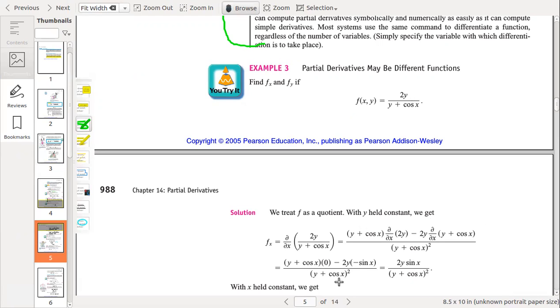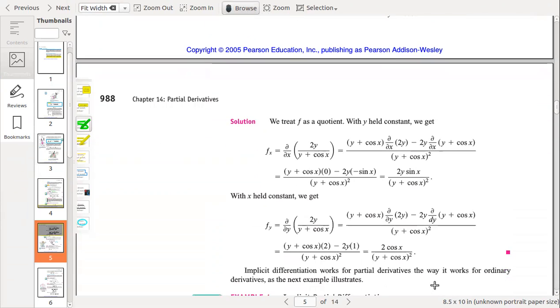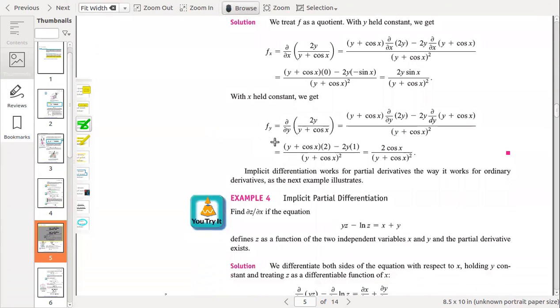So y plus cos x whole squared, then y plus cos x times partial over partial x of 2y. Because y is a constant, this derivative will be 0. Then minus 2y times partial over partial x of y plus cos x. Again y is a constant, so it will be 0, and the derivative of cos x will be minus sin x. We simplify and we get 2y sin x over y plus cos x whole squared.